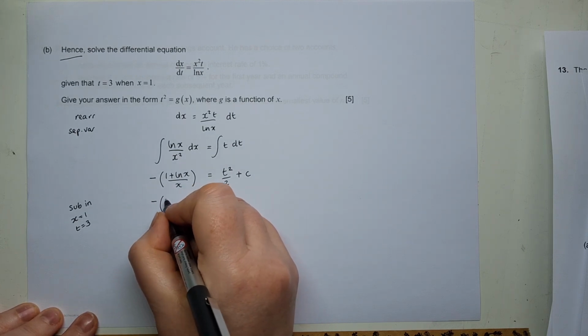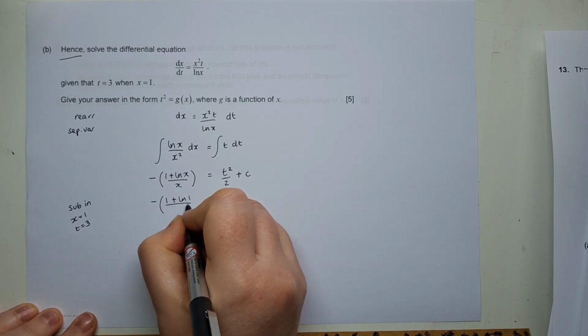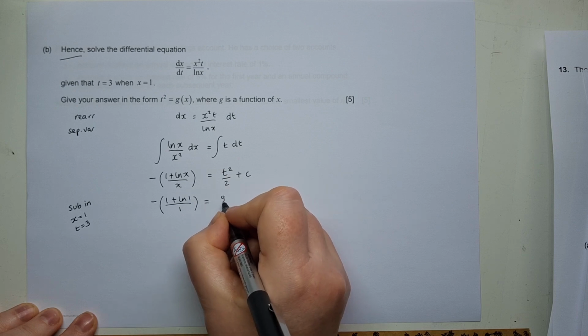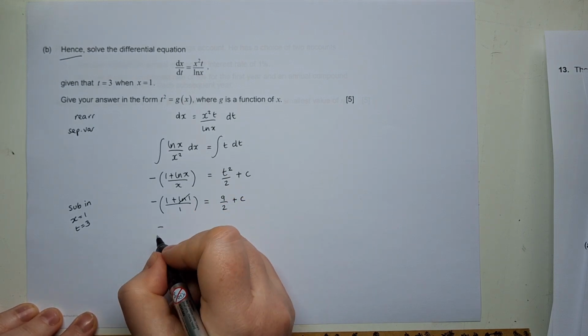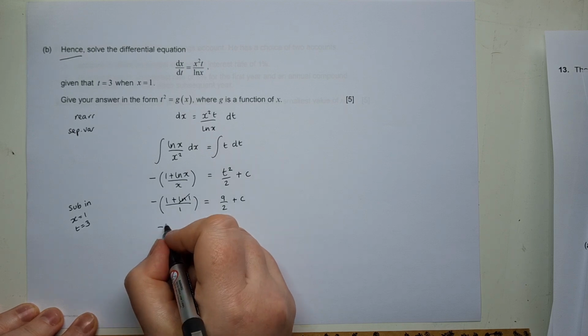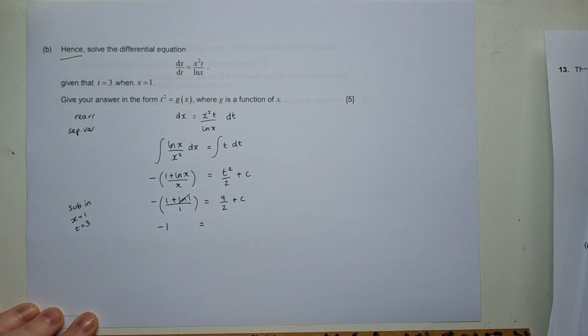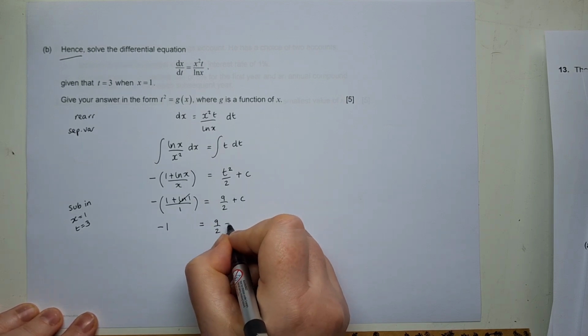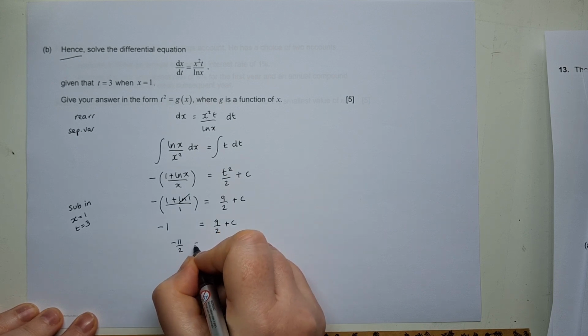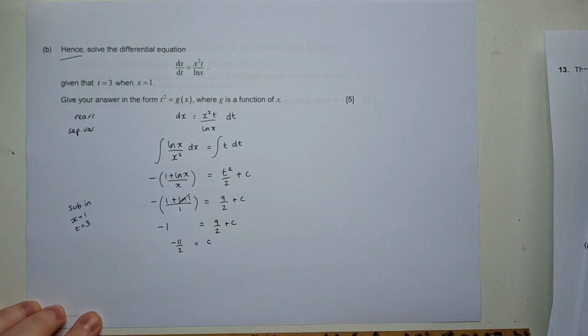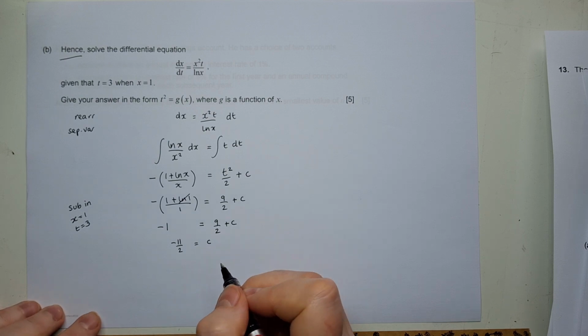So minus bracket 1 plus ln 1 over 1 equals 9 over 2 plus c. ln 1 is 0. They often use that, so it's useful to remember that. So that's minus 1 is 9 halves plus c. And you can hop that across to get minus 11 halves. Fractions are probably better left top heavy in this case.